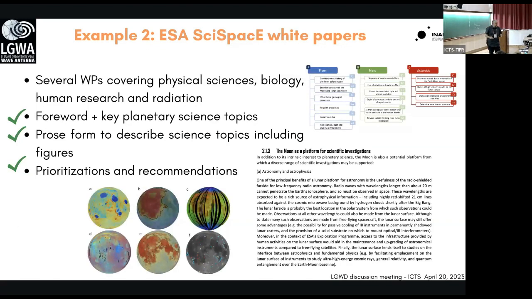Another example are the science papers that were put out by ISA, the space analysis of planetary science, several white papers covering different topics of planetary science, biology, human resource and radiation, and the structure, as you see, is roughly the same. So you have an introduction with a summary that also shows what the key planetary science topics are. For example, for the moon, you can read it, but there are different topics. It is written in a prose form to describe the science topic, including some figures. That's the same thing that we should do. And they ended up with some recommendation and prioritization of what should be done.